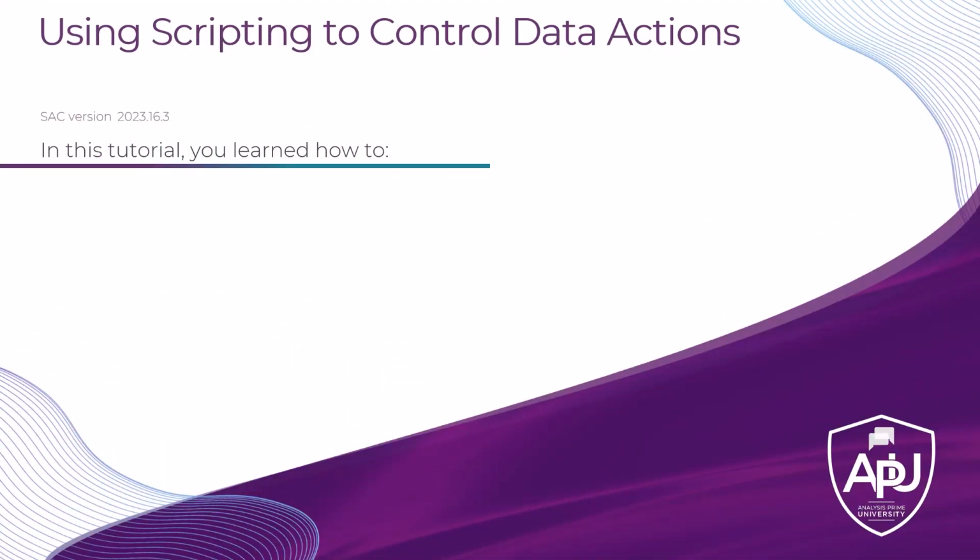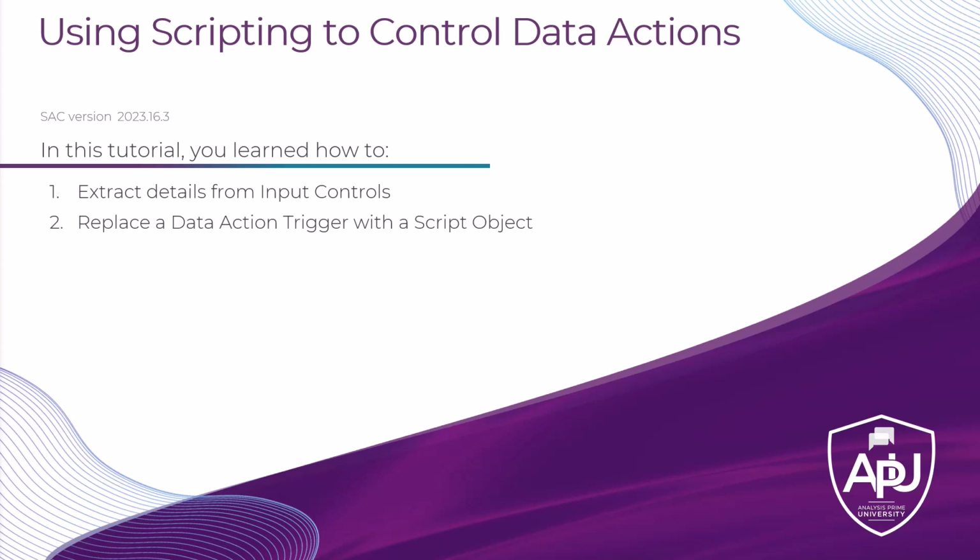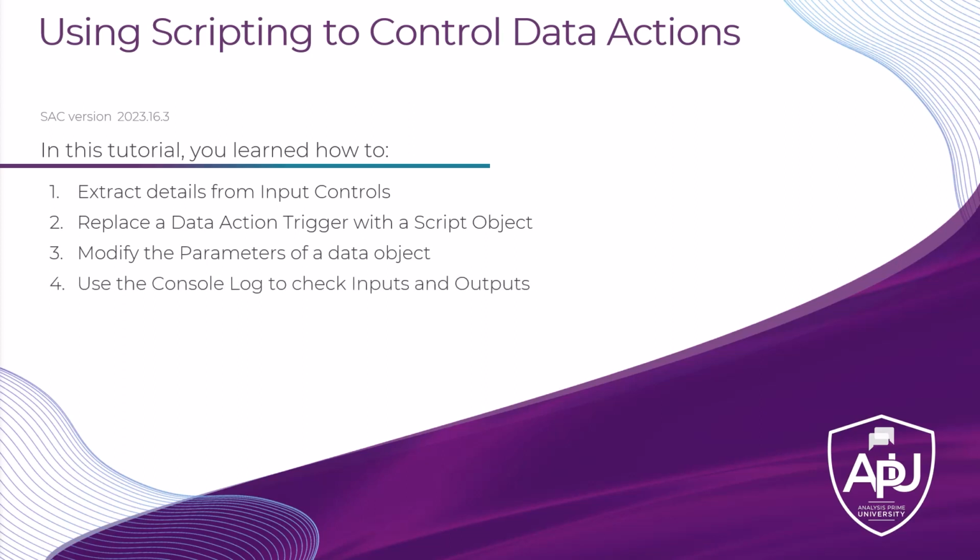In this video, you learned how to extract details from input controls, replace a data action trigger with a script object, modify the parameters of a data object, and use the console log to check inputs and outputs. Finally, you learned how to execute the data action with scripting.